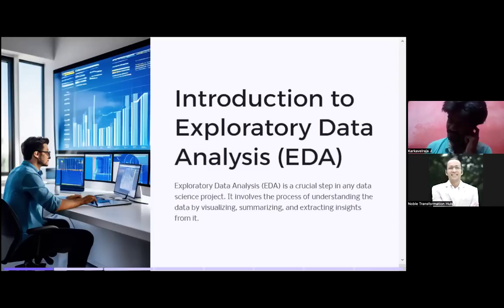We use EDA for understanding data, visualization, and summarizing. We visualize through different plots, scatter plots, histograms, and different tools. We summarize, then we extract insights from it. That's a major part of a data scientist's work, and of any engineer or researcher. Let us move to the next slide.